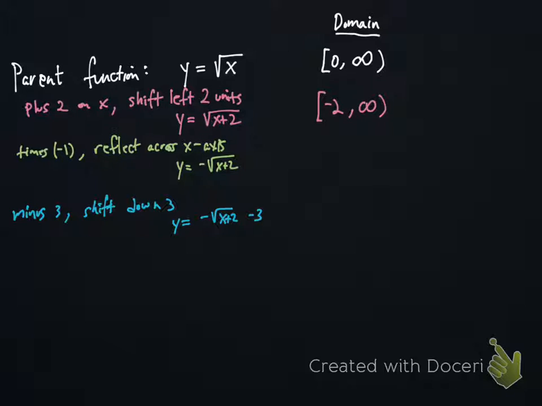When you do this shift left by 2 units, all that does is subtract 2 from the x values, and so that's subtracting 2 from all the points in the domain. So 0 minus 2 becomes -2. Infinity minus 2 is still infinity. And so the domain for this shifted function is -2 to infinity, closed on the -2 side and open on the infinity side.